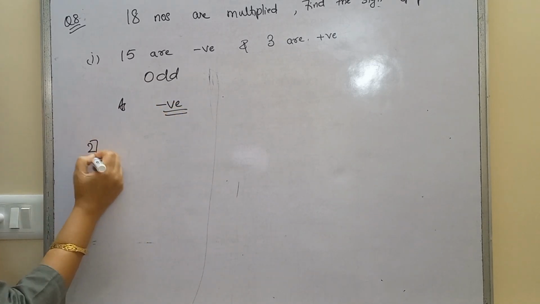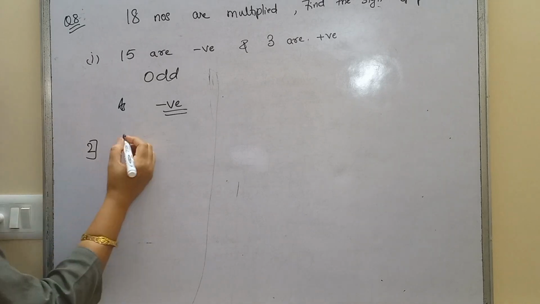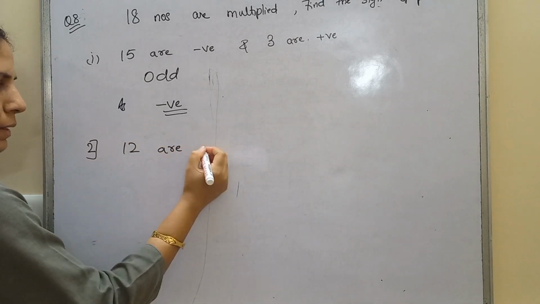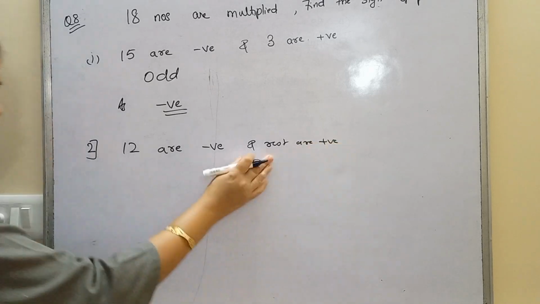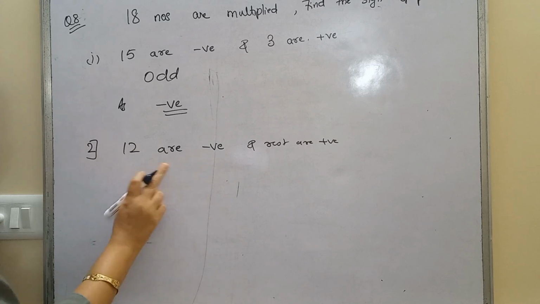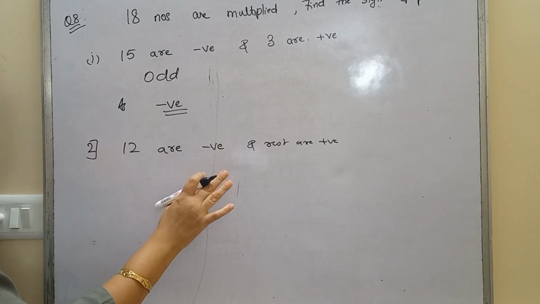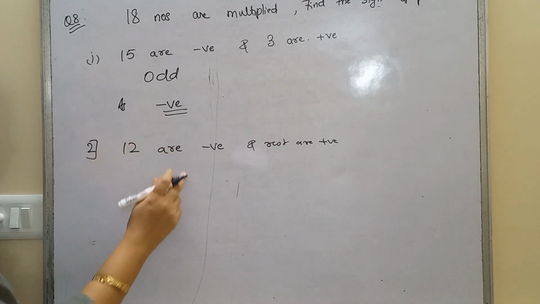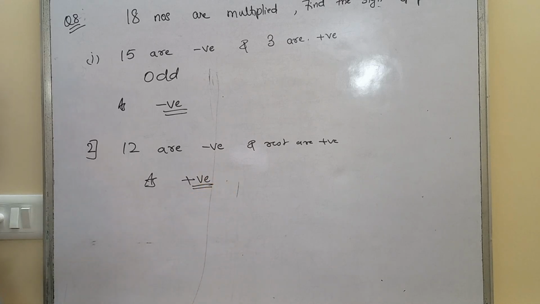Next question in the same sub question is 12 of them are negative and the rest are positive. Don't look at the positive part, let it be. Look here, 12 are negative. 12 is an even number. So when it is even, they get nullified. Negatives fight and become positive. So the answer here would be a positive product. Okay. The next is 9 are positive.